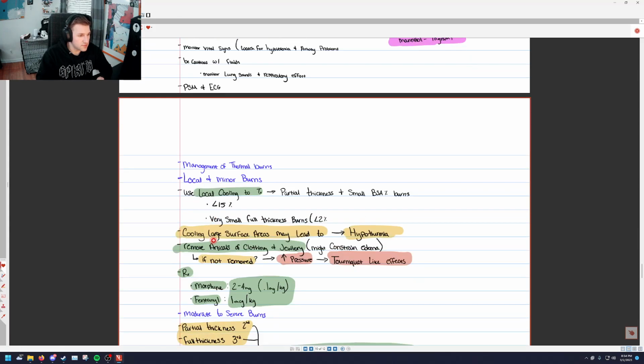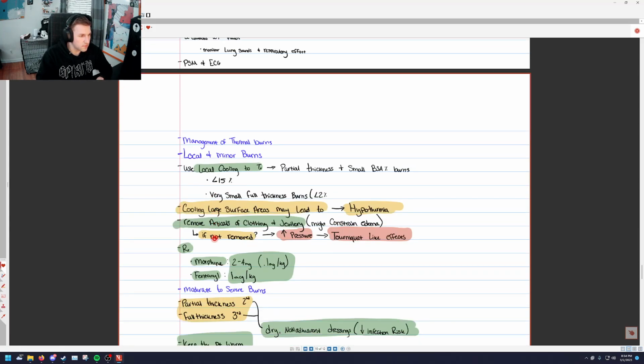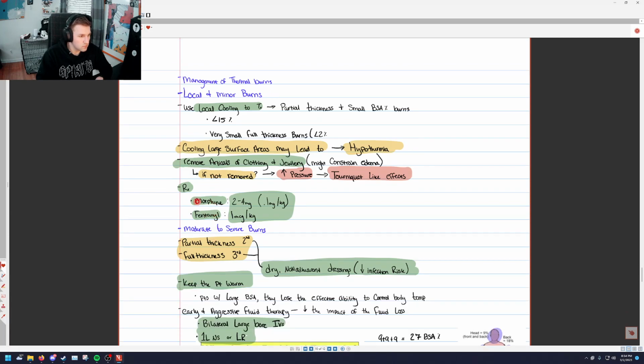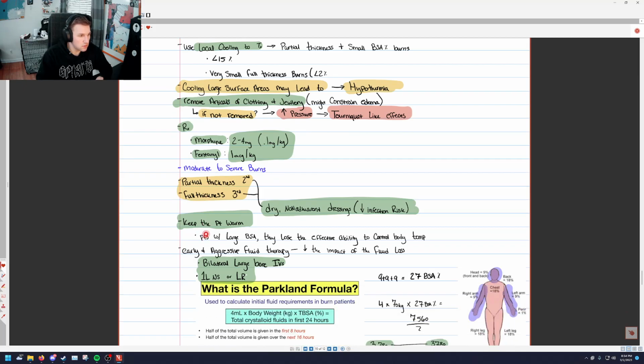If we have some pretty small stuff, we're just going to be bandaging with dry, sterile dressing. We have our morphine, fentanyl. Of course, if we have a burn, remove clothing and jewelry. That increased pressure could almost act as a tourniquet.